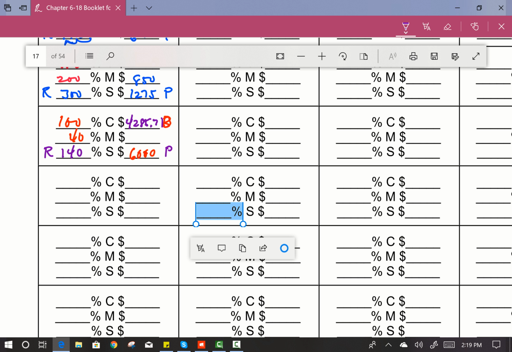Okay, the difference between 6,000, the selling price, and the cost of 4285.71 is 1714.29.